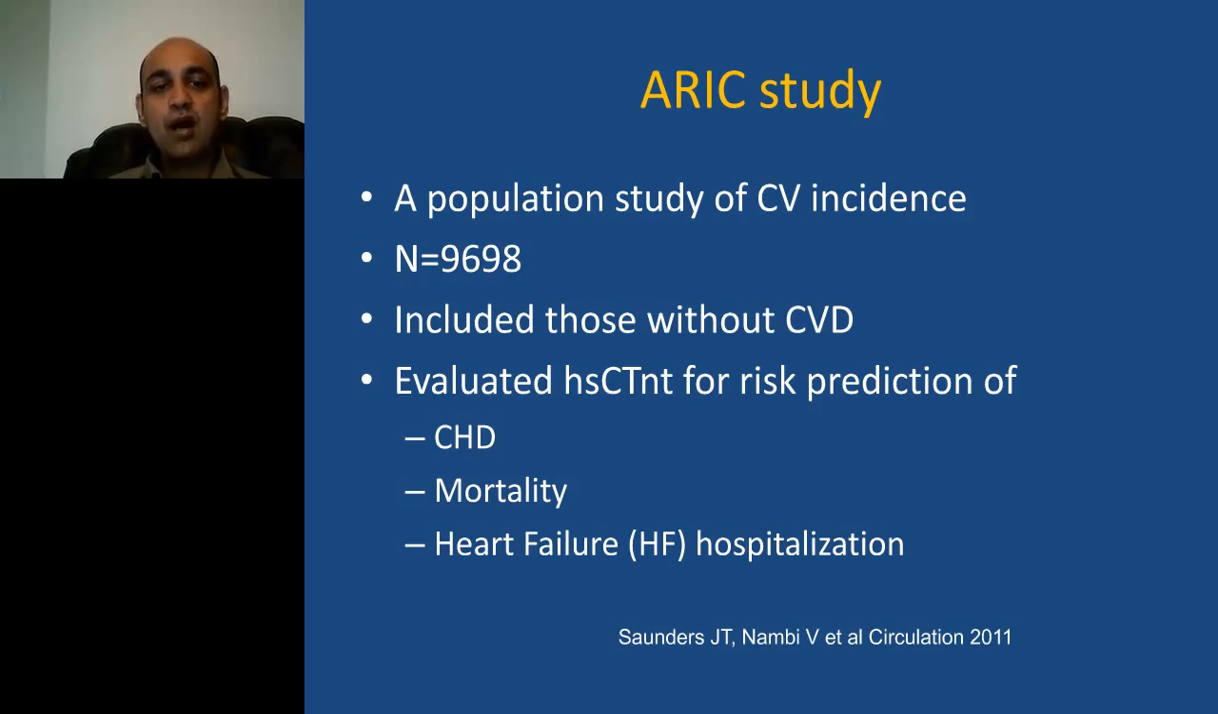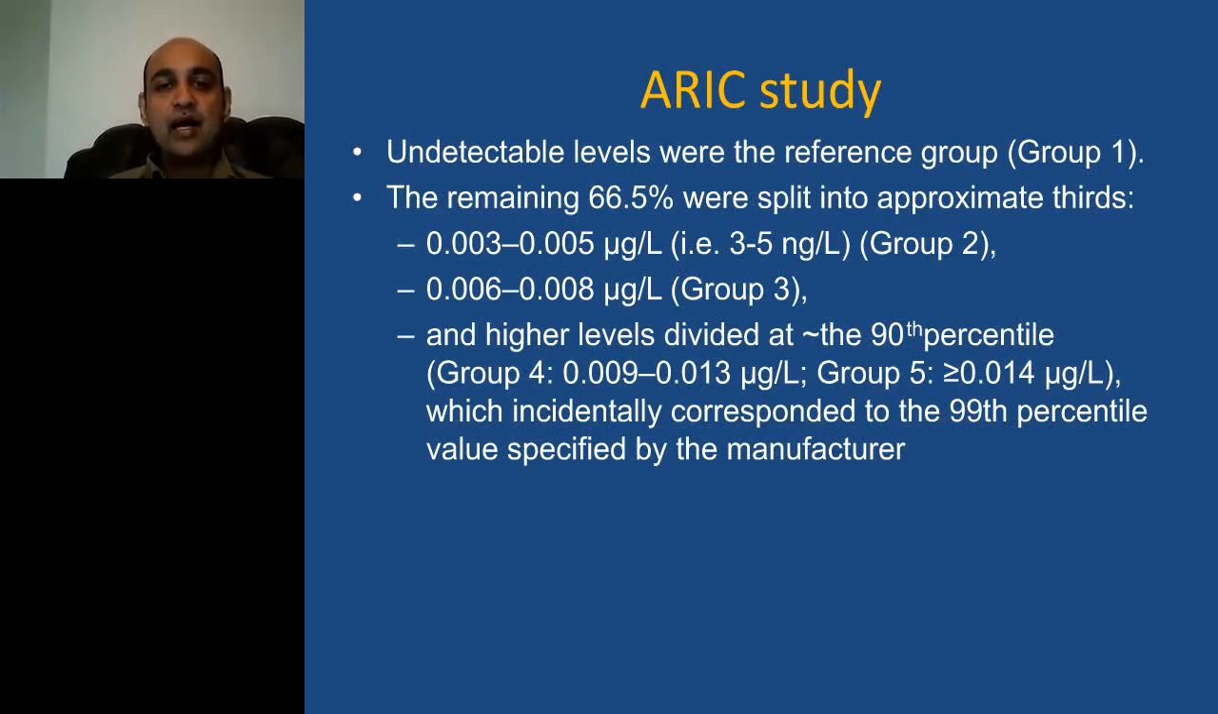So we looked at whether high sensitivity troponin can predict CHD mortality and heart failure hospitalization. Now, when we did this analysis, we classified the ARIC individuals into a few groups. Those with undetectable levels were those we call the reference group. Now, you can see here right away that there were about 66.5% of the individuals who had a detectable troponin level.